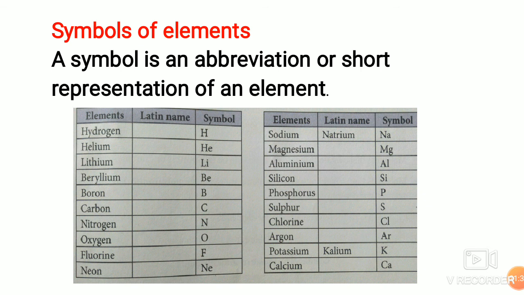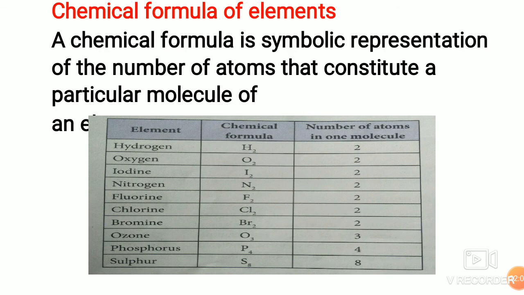Sodium, because of its Latin name, the symbol is Na, magnesium Mg, aluminium Al, silicon Si, phosphorus P, sulfur S, chlorine Cl, argon Ar, potassium, because of its Latin name kalium, it is K, calcium Ca. Now we will learn about certain chemical formulas of the element. Now chemical formula is symbolic representation of number of atoms that constitute a particular molecule of the element.